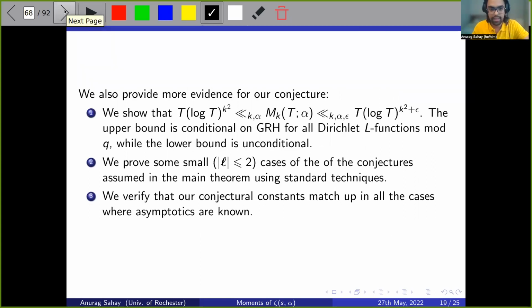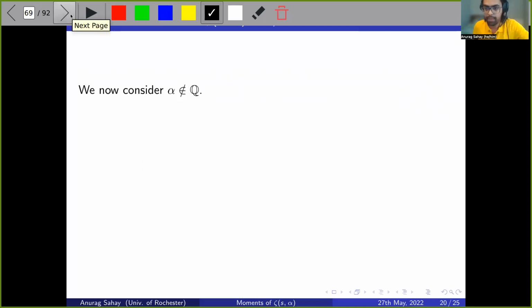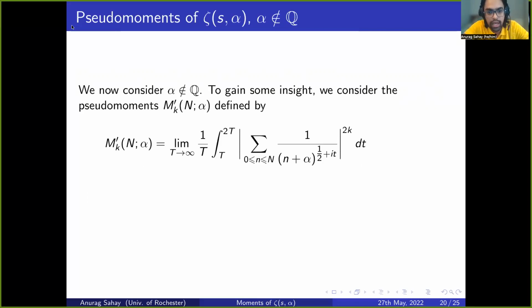There's a bunch of other stuff in that paper as evidence for this conjecture that I don't really want to go into. What I'd like to do in my remaining time is talk about what happens in the irrational alpha case. So I'm not going to do the actual moments. I'm going to look at something known as the pseudomoments. This is this quantity. So instead of looking at the Hurwitz zeta function, I'm looking at the truncated Hurwitz zeta function. So I'm truncating it at some n, looking at these moments, and then taking the limit as t tends to infinity, where I've normalized this moment by 1 over t. Now, it's not obvious that this is connected to the regular moment in any way, but it actually gives you the right shape.